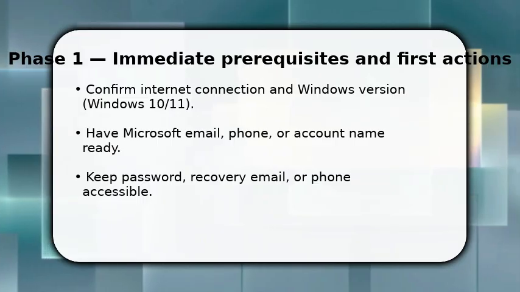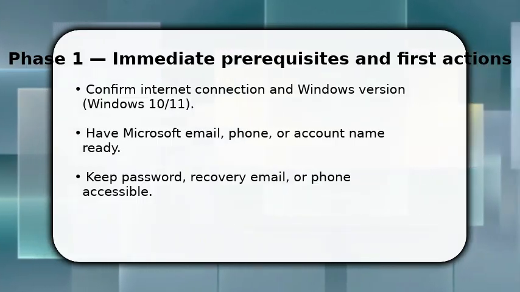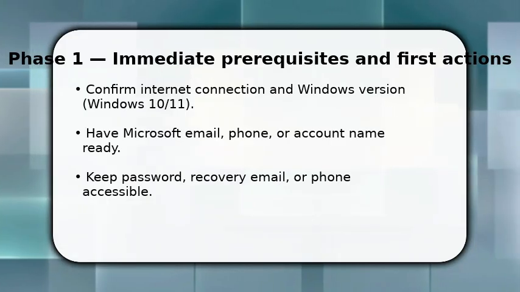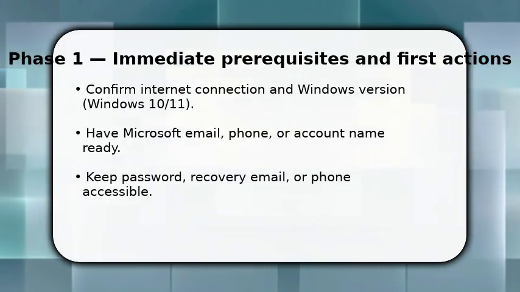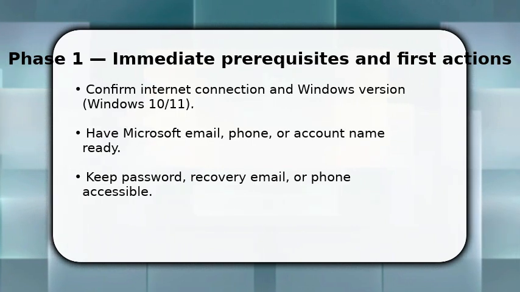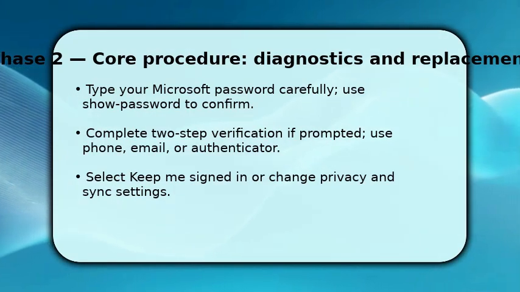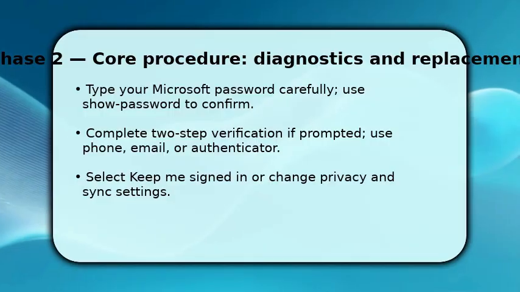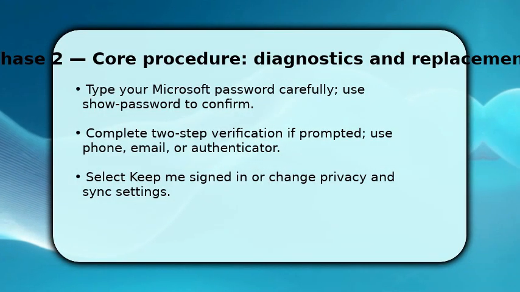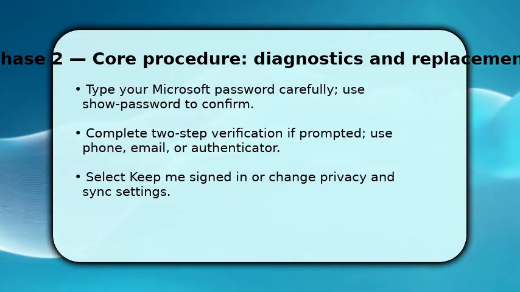Small typos block sign-in. After you press Next, prepare to enter your password or use an authenticator app if you set one up. Once you enter your password, the system may prompt for two-step verification. This improves security, so complete it with your phone code or authenticator app. If you use a security key or Windows Hello, follow on-screen prompts to set biometric or PIN login.